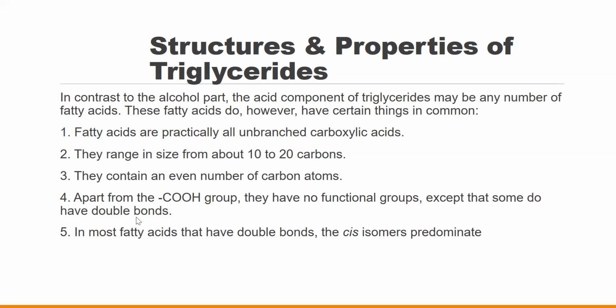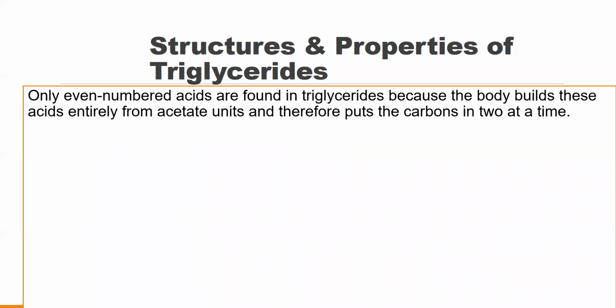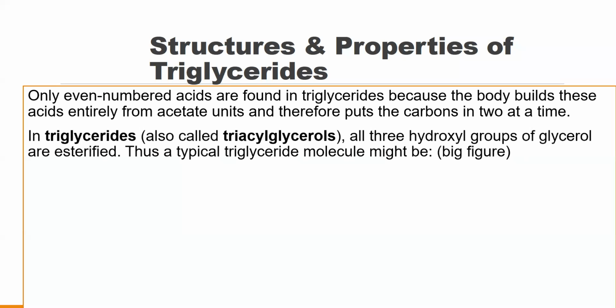Okay, again, the only functional group we can see is the COOH. They have no other functional groups that you can find. In most fatty acids that have double bonds, the cis isomers are predominant. We don't usually see the trans, it's always the cis that predominates.